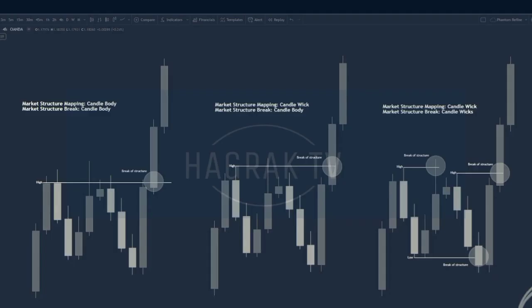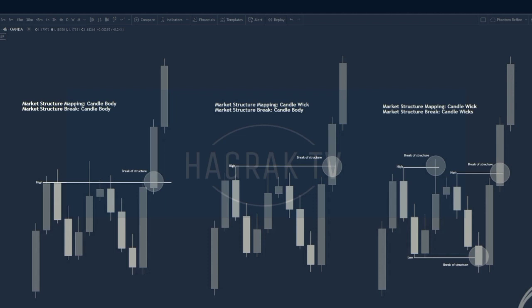One of the most interesting things about market structure and trading in general is that there are multiple ways to do the same things, and it ultimately comes down to your own personal preference and what you feel works best for you. Now, when we're looking at market structure, there are essentially 3 different types of ways to map out market structure and identify the breaks of market structure. Now, let's go through the 3 different types.